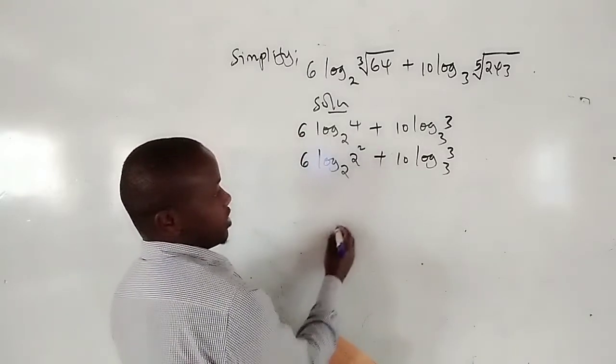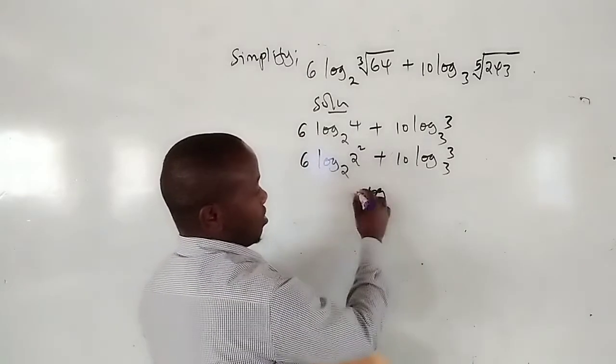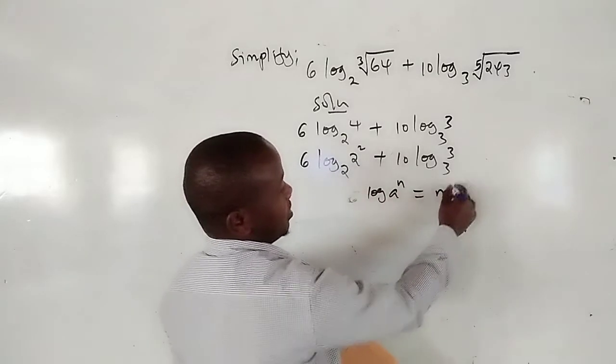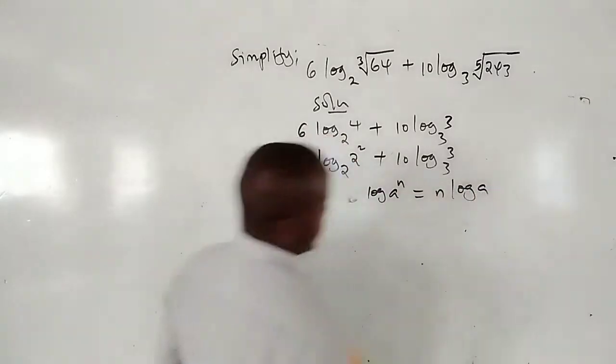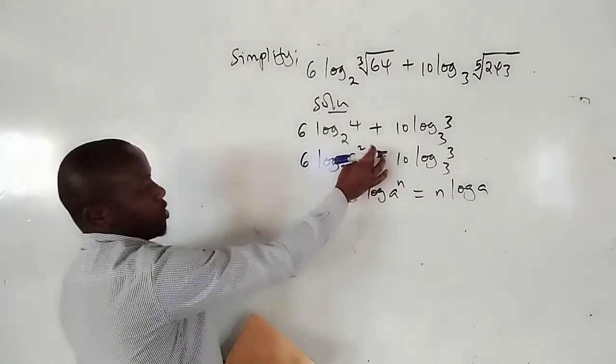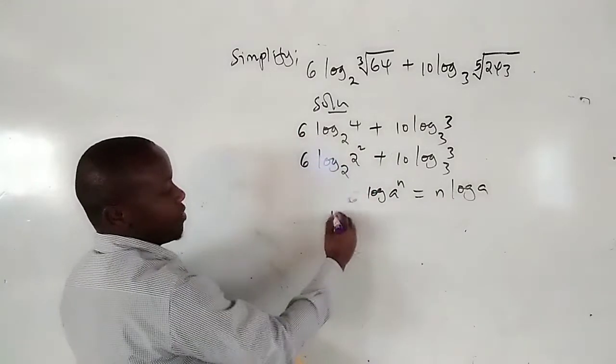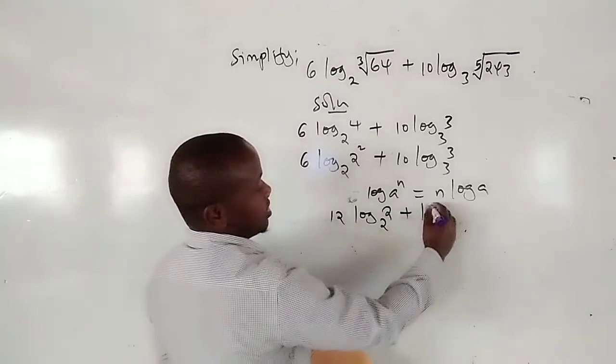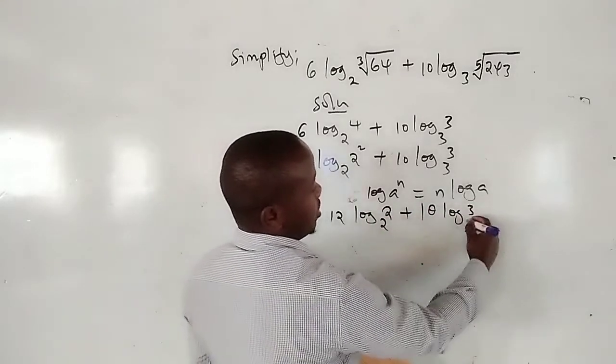There is a law which says that when we have the log of a raised to n, it's simplified to n log of a. So instead of 2 power 2, we can bring the 2 here, and we'll have it as 12 log of 2 to base 2 plus 10 log of 3 to base 3.